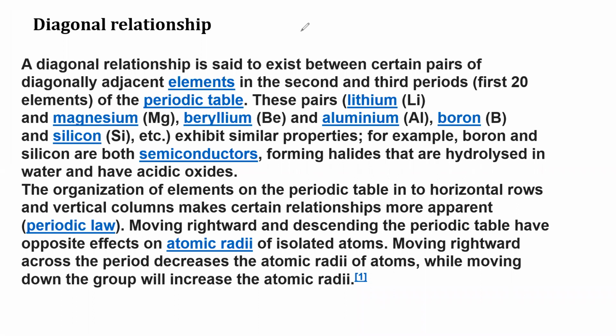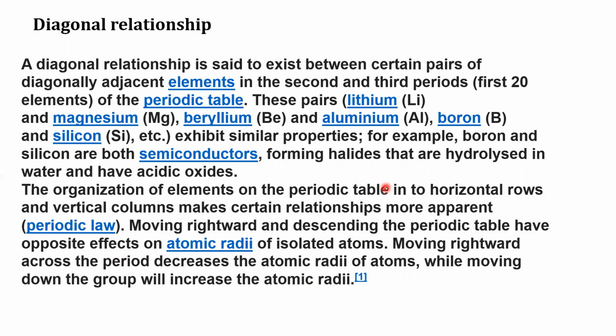What are the main properties? Boron and silicon both form semiconductors, and they form halides that are hydrolyzed in water. Means the halides of boron as well as the halides of silicon are hydrolyzed in water, and they form acidic oxides. Next, the organization of elements on the periodic table in horizontal rows and vertical columns makes certain relationships more apparent, the periodic law. Moving rightward and descending the periodic table have opposite effects on atomic radii of isolated atoms. Moving rightward across the period decreases the atomic radii of atoms, while moving down the group increases the atomic radii. So already we discussed these points.